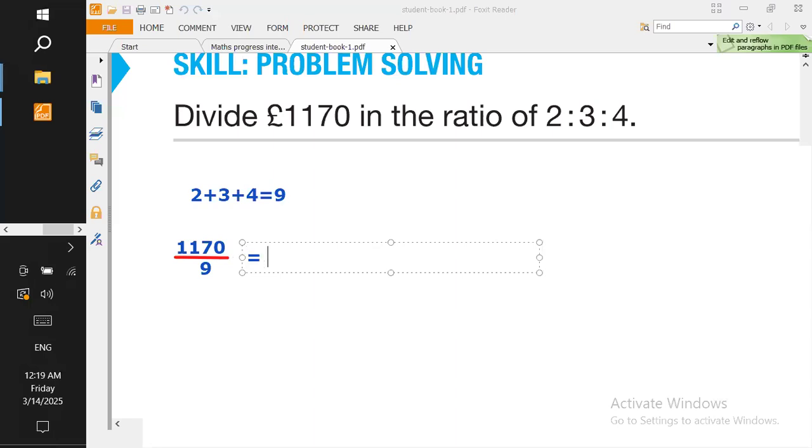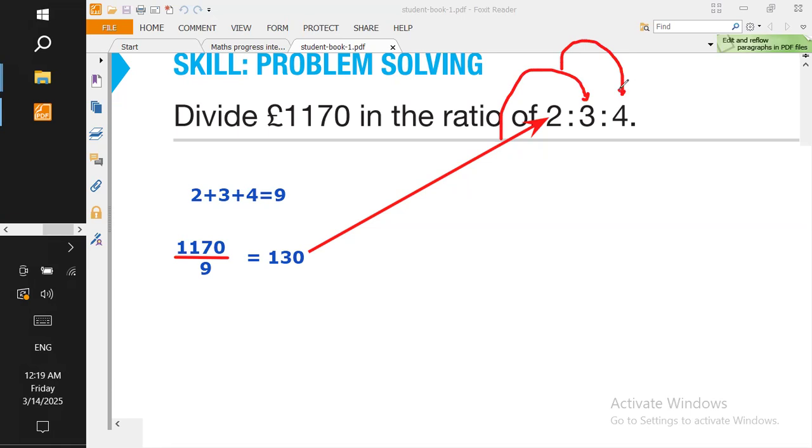So when I divide 1,170 by the total ratios, which is 9, I will get 130. So the number is 130. Now, to find each one of them, I'm going to take the 130 and multiply it by each one of them. So I'm going to multiply it by the 2, and then by the 3, and then by the 4. And this is how you divide a number using a ratio.